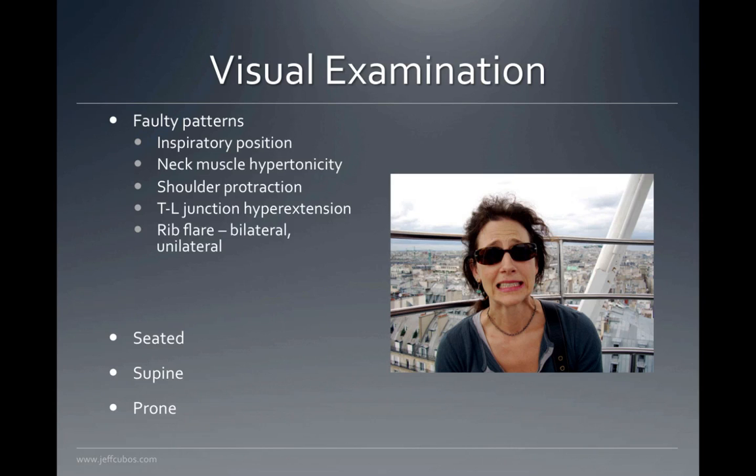Inspiratory position is essentially a raised chest and found in those with relatively higher anxiety and stress levels. They are also the ones with faulty diaphragmatic activity and lack the ability to involuntarily achieve expiratory positioning. Neck muscle hypertonicity is seen in those with tight trapezius, levator scapula and scalene musculature, and also found in those who suffer from chronic tension type headaches.